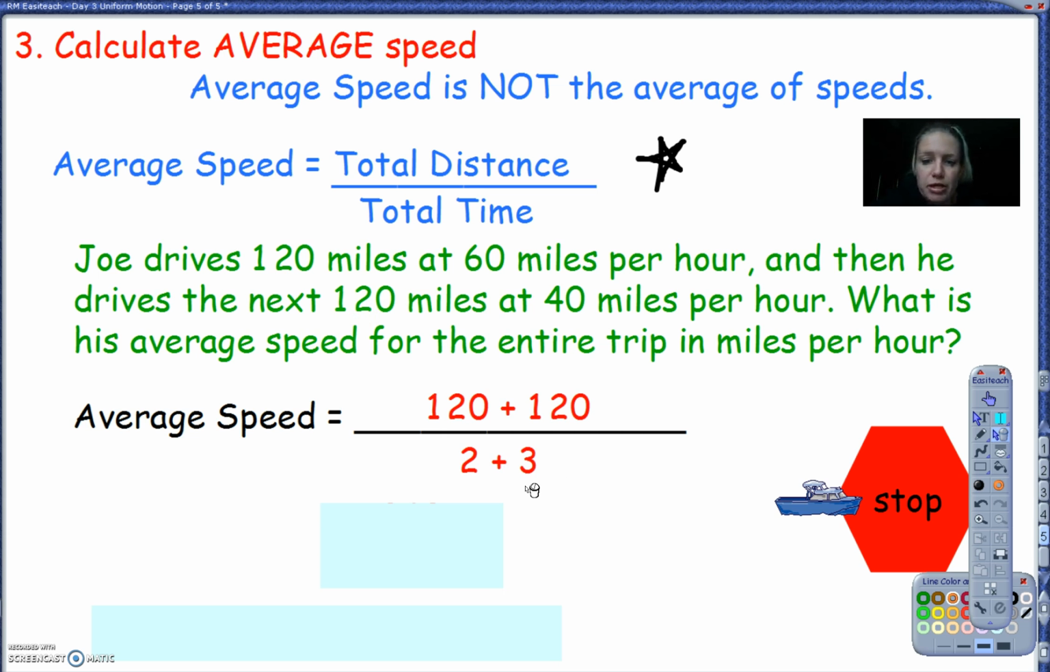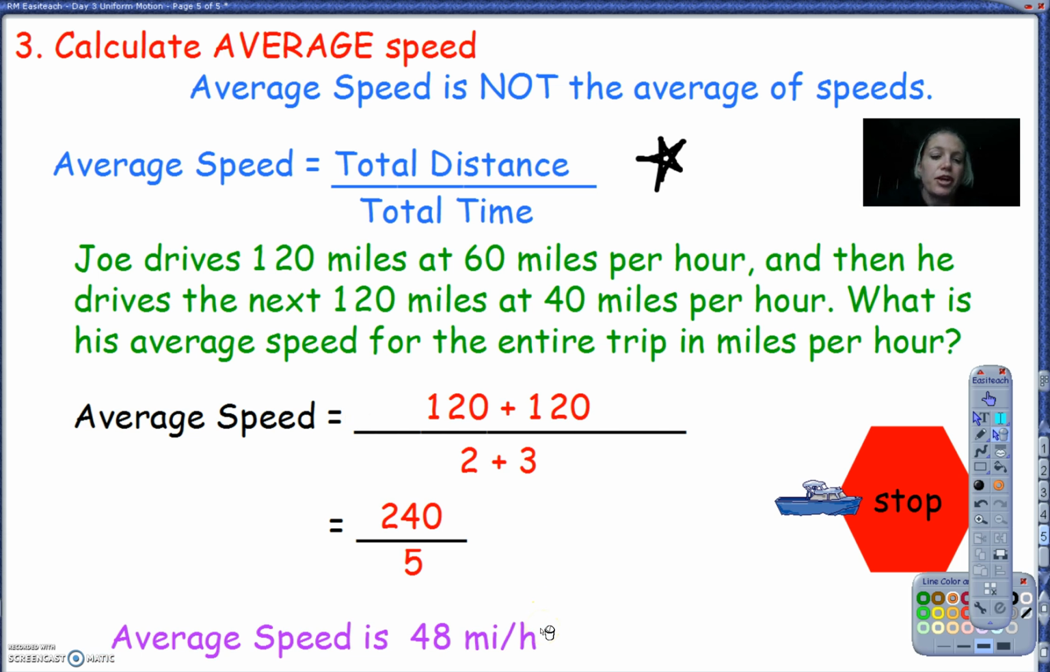Okay, we're just going to do our calculation here. You get 240 over 5. You divide. You get that their average speed is 48 miles per hour.